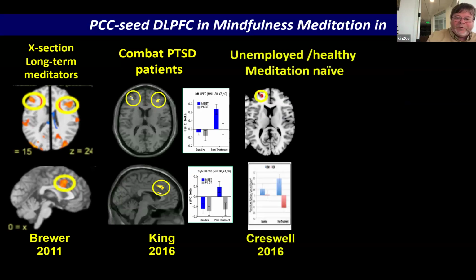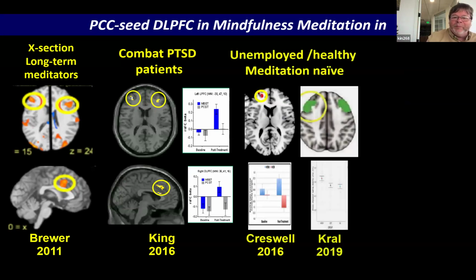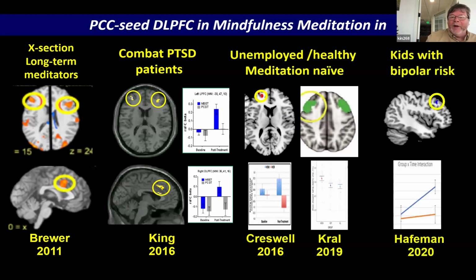Well, then also David Creswell at Carnegie Mellon saw the same thing. Tammy Crowell working with Richie Davidson saw the same thing, and so did Danella Hefferman, and this is with adolescents. So we've got long-term lifetime meditators, PTSD patients, unemployed people in Pittsburgh, and Danella Hefferman's adolescents. So it looks like something's going on with mindfulness. If you do mindfulness for a certain amount of time, we see a change in the PCC in particular. This is the strongest effect.